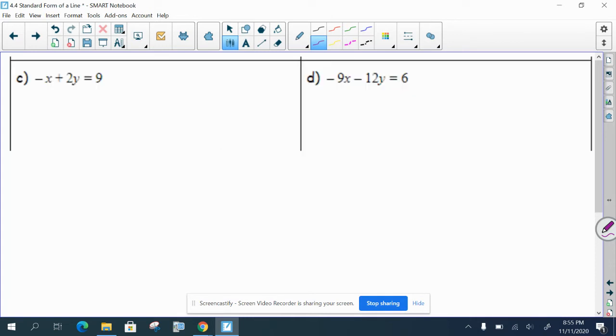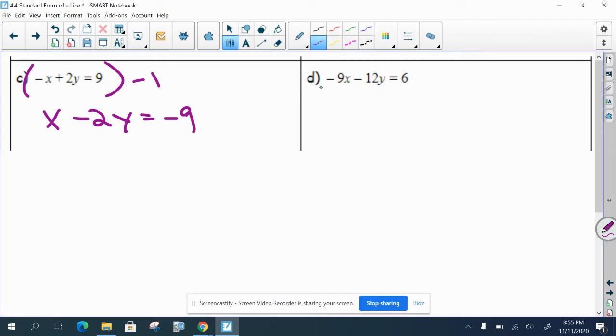Let's do another example. So in part C, one thing you might want to do, since the leading coefficient is negative, is multiply everything by -1. So if you did that, you'd get x minus 2y equals -9. Right, so that would be equivalent.